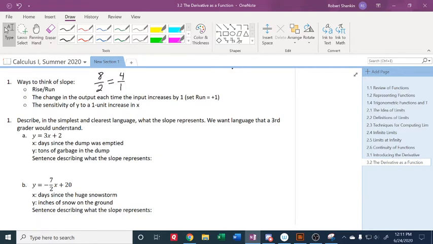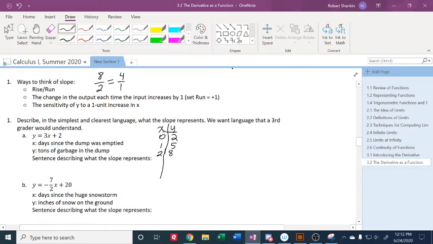Let me help you a little bit here, let's make a little table. If you put in 0 for X, you're going to get 2 for Y. You put in 1 for X into this function, you get 5 for the Y. Put in 2 for X, you're going to get 6 plus 2 is 8 for the Y.